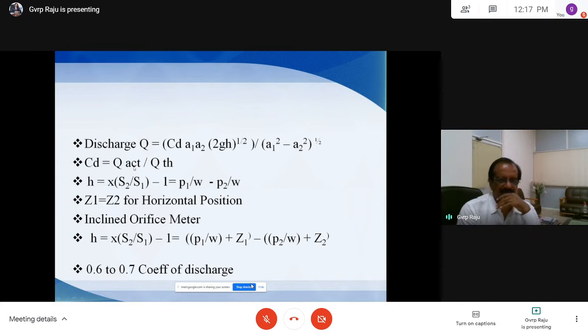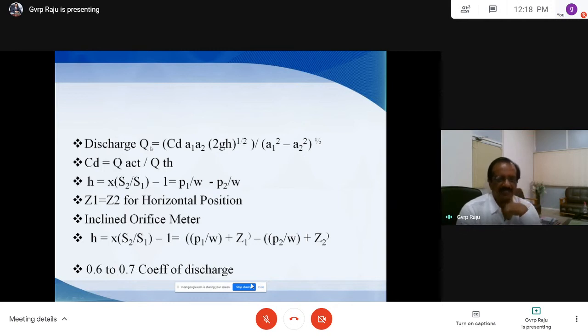And you can substitute the values here. Q is equal to CD. Coefficient of discharge is very less here, 0.6 to 0.7, so we have more losses here. When the losses are more, the actual discharge is much less than the theoretical discharge. In the venturimeter, the losses are less, that's why the coefficient of discharge is 0.98. Whereas here the coefficient of discharge is 0.6 to 0.7. So the losses are more here, and it is a cheaper arrangement, and it requires less space.